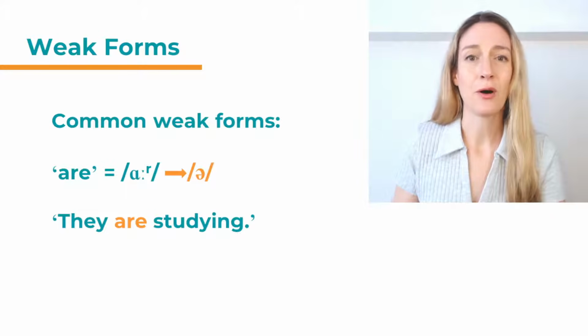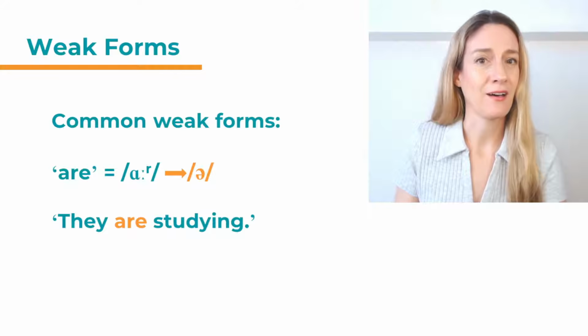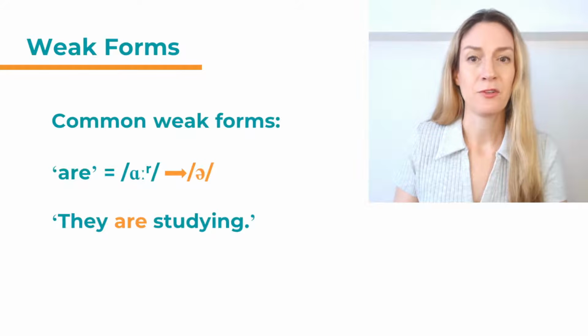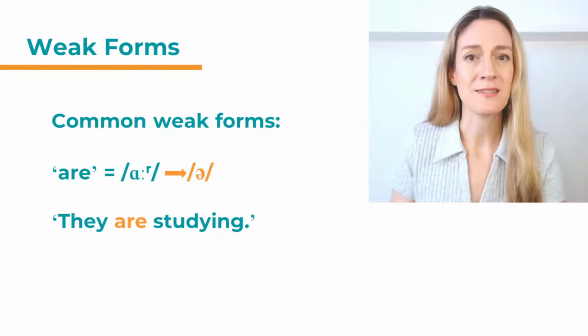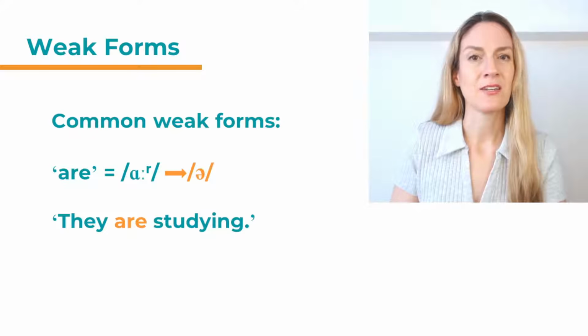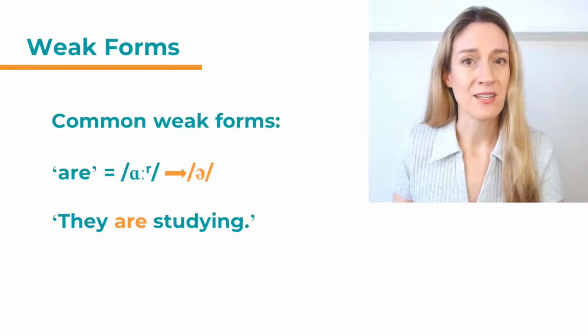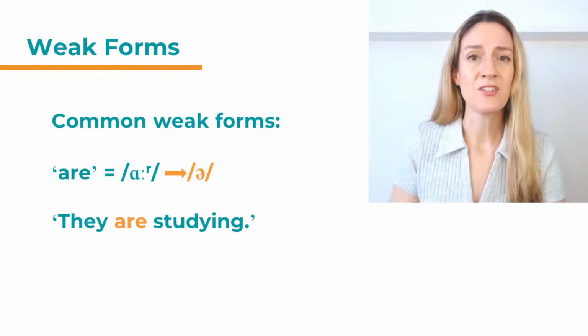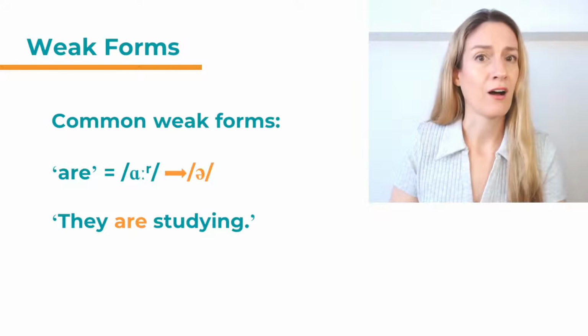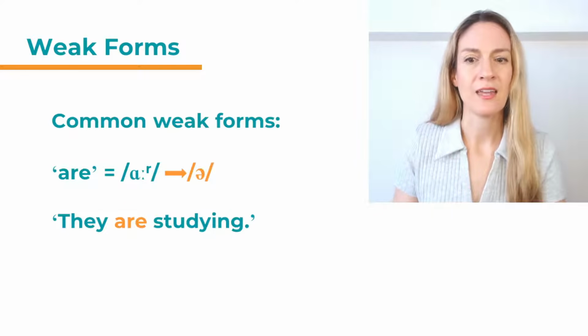Here is a very common word. It's the word are. And this is from the verb to be conjugated in the present simple. And it contains a long vowel sound, ah. You can either just say ah or are with a little r at the end.